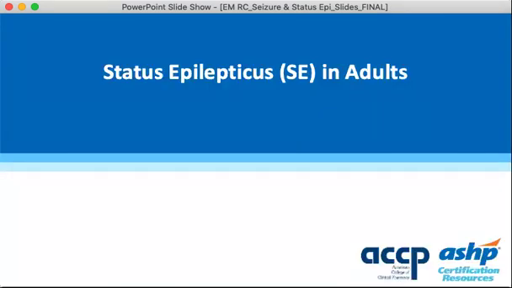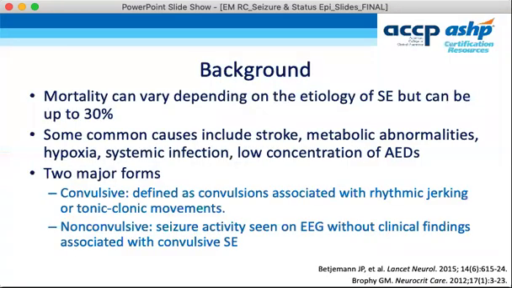Now, switching gears to one of my favorite topics, status epilepticus, and we'll first talk about adults and then discuss management of pediatric patients. So mortality can vary depending on the etiology of status, but can be as high as 30%. Some common causes include stroke, metabolic abnormalities, hypoxia, systemic infection, or subtherapeutic concentrations.